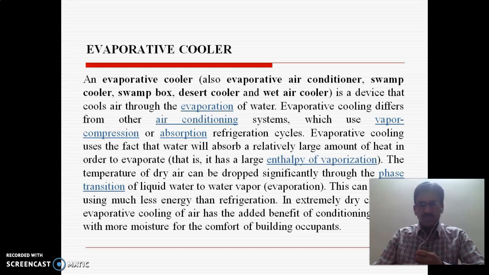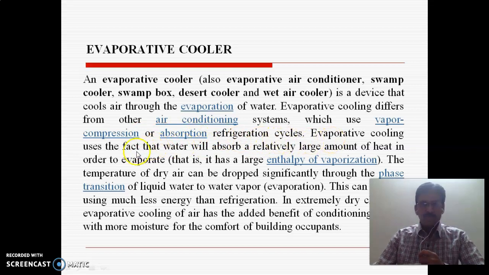So the next application of refrigeration is nothing but your evaporative cooler. The evaporative cooler, which you can also call an evaporative air conditioner, is a device that cools air through the evaporation of water. Evaporative cooling differs from air conditioning systems, which use the vapor compression or absorption refrigeration cycle. So in air conditioning we studied that we are using the vapor compression or vapor absorption refrigeration cycle.